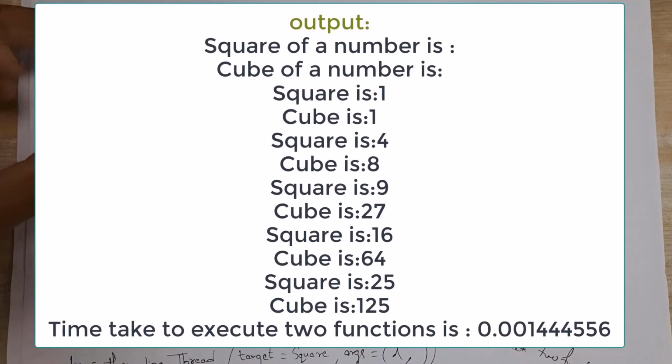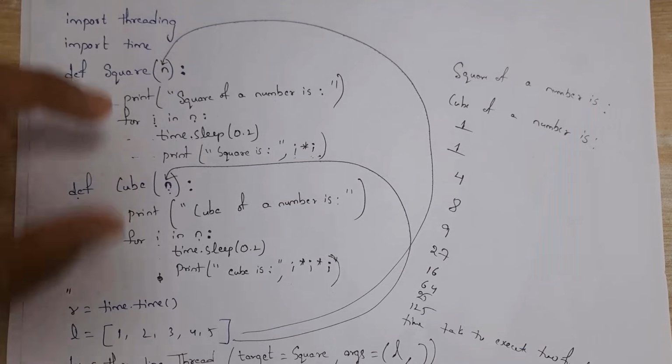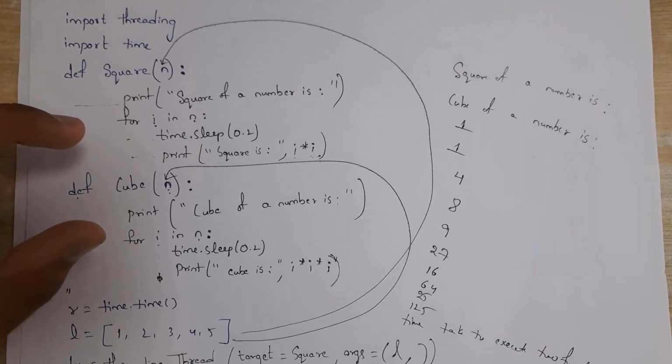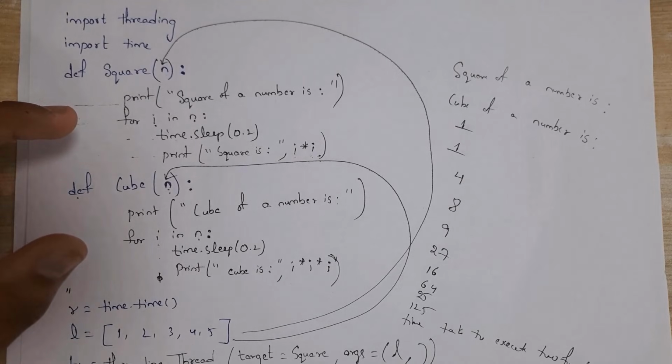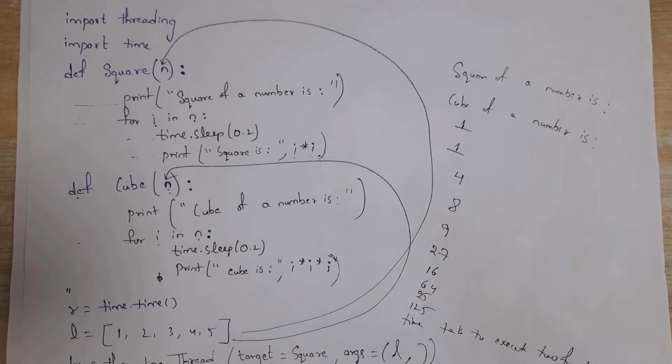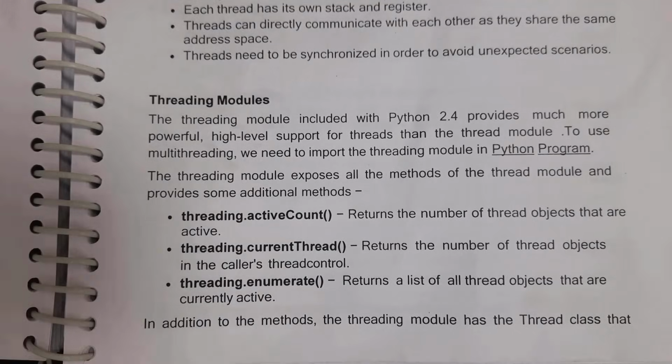If you want to execute multiple threads concurrently, that is nothing but if you want to execute these two functions at a time, then you can use the threading module or thread module. By using the threading module and thread module, you can execute threads concurrently. That is nothing but at a time you can execute multiple threads. This is the concept of multi-threading, where this threading module contains some additional methods.